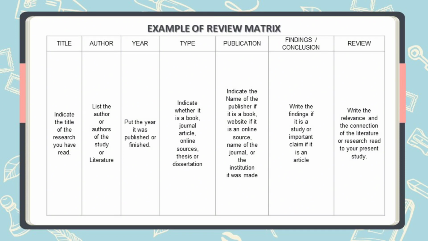Third, isaad ang publication year. Sa fourth column, ilagay kung anong uri ng resources ang pinagkuhanan. It can be a book, a journal, article, online sources, thesis, or dissertation. Fifth, kung printed man ay ilagay ang publishing house at address para sa publication. At kung ito naman ay online source, ilagay ang website name at URL. 6. I-paraphrase ang findings na nabasa mula sa original source. And 7th, isulat ang inyong review para maipakita ang kaugnayan o kahalagahan nito sa present study ninyo.